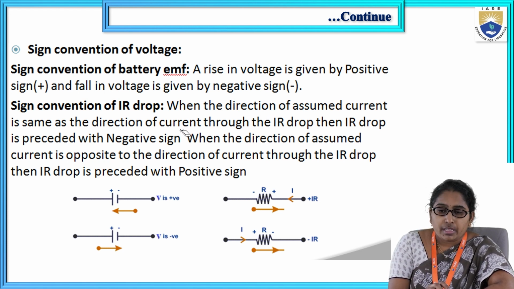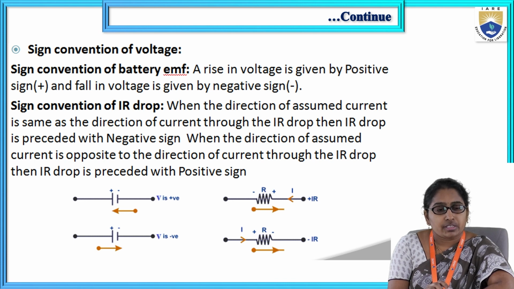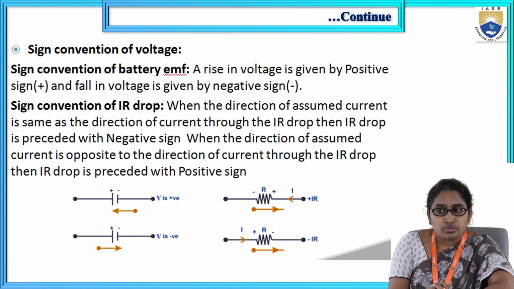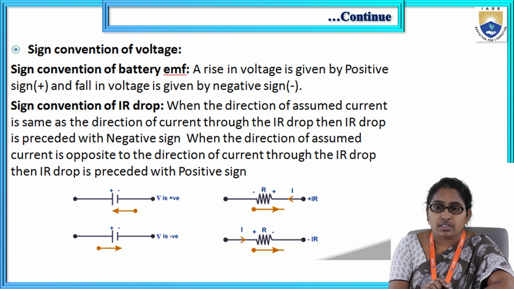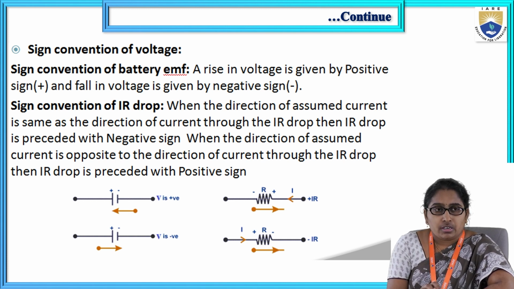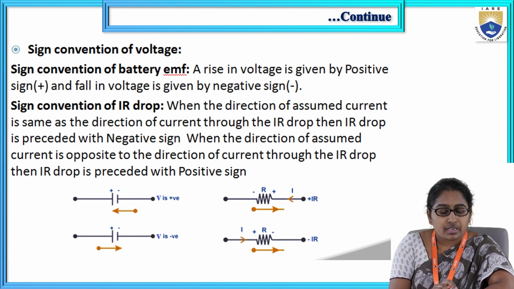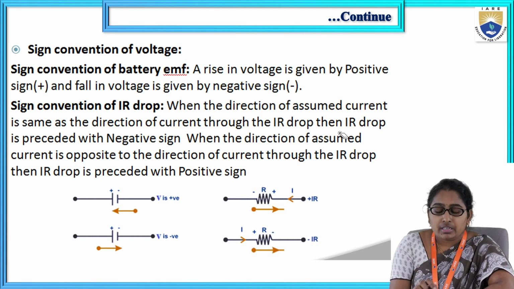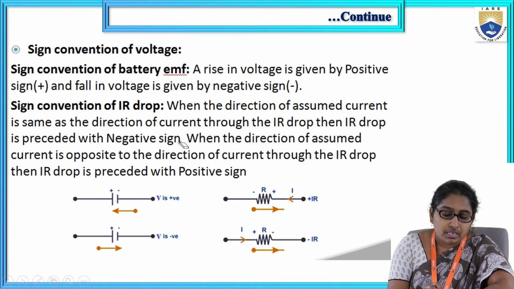So we take an assumed current. Usually a current is assumed in a loop, in a closed path, to write this KVL equation. So what they are telling is, when the assumed current direction is the same as the direction of the IR drop, then the drop is taken with negative sign, and vice versa.